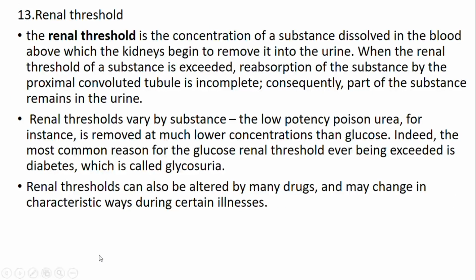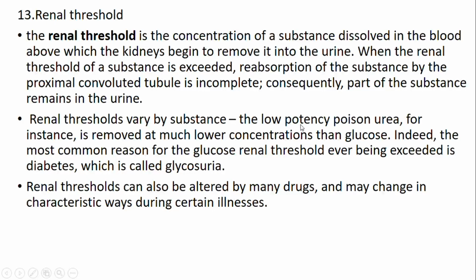Renal threshold. Renal threshold is the concentration of a substance dissolved in the blood above which the kidney begins to remove it from the urine. When renal threshold of a substance is exceeded, the reabsorption of the substance by the proximal convoluted tubule is incomplete. Consequently, part of the substance will remain in the urine. Renal threshold varies by substance.